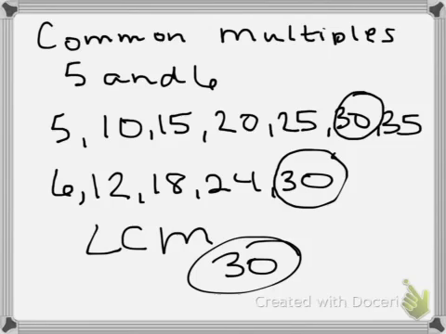Now, a problem like this may say, for example, Jody bought some shirts for $6, Marge bought some shirts for $5. They paid the same amount. What is the least amount they could have paid? Well, Jody could have paid $5, $10, $15, $20, $25, $30. And then Marge could have paid $6, $12, $18, $24, $30. If they paid the same amount, the only one that's the same is 30.